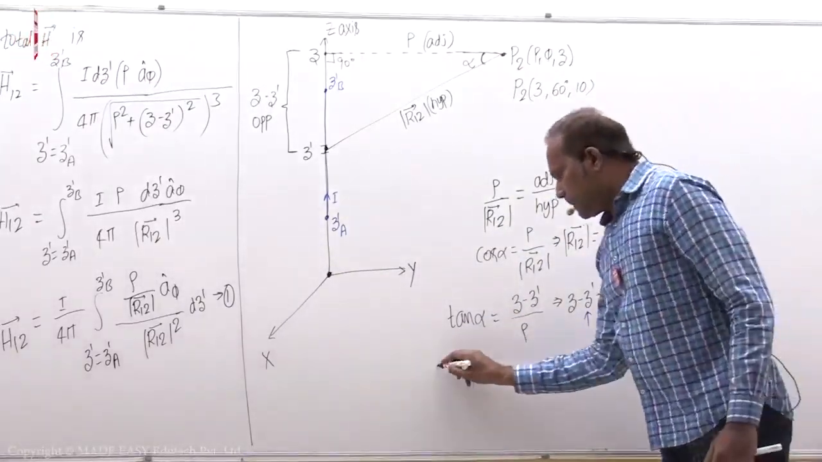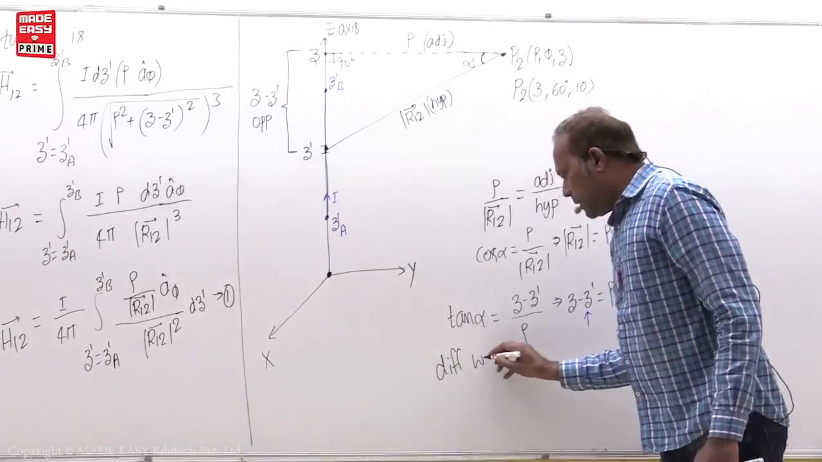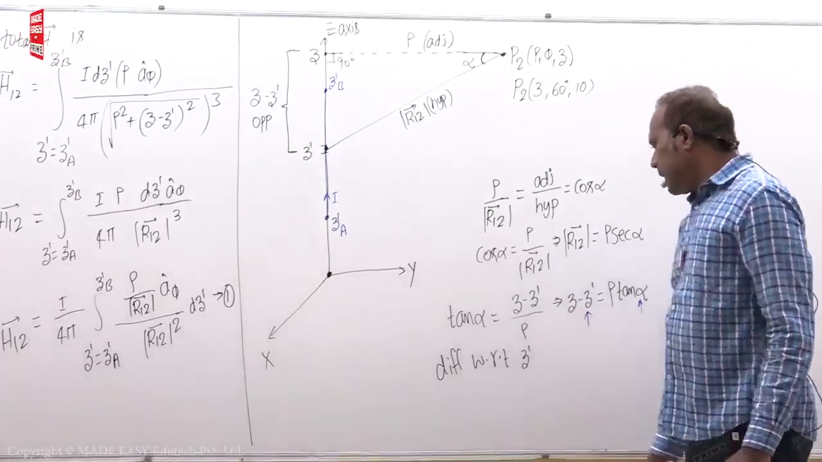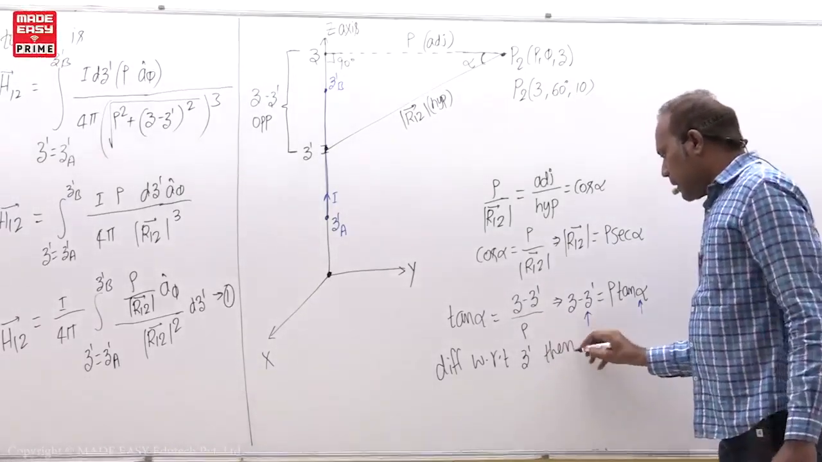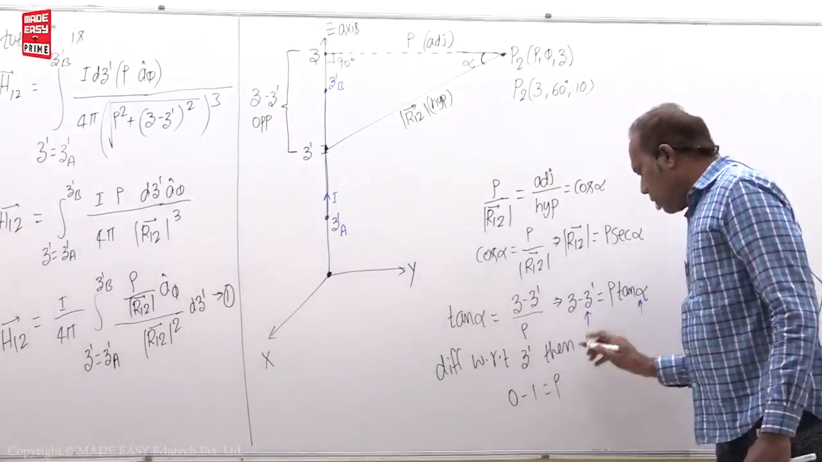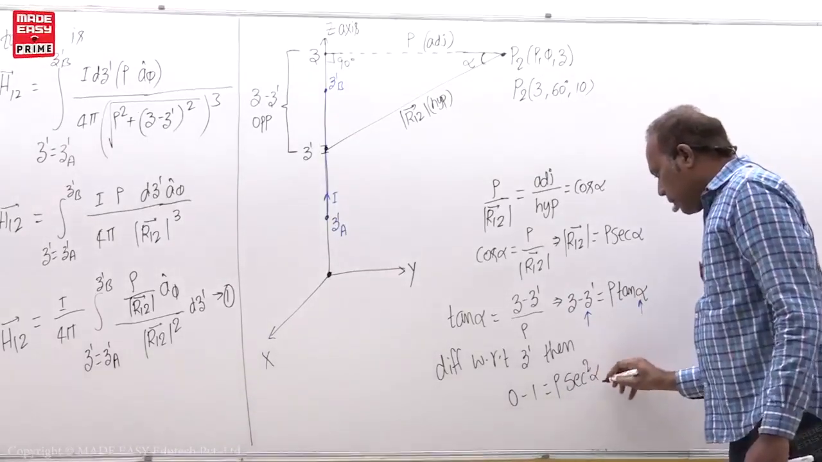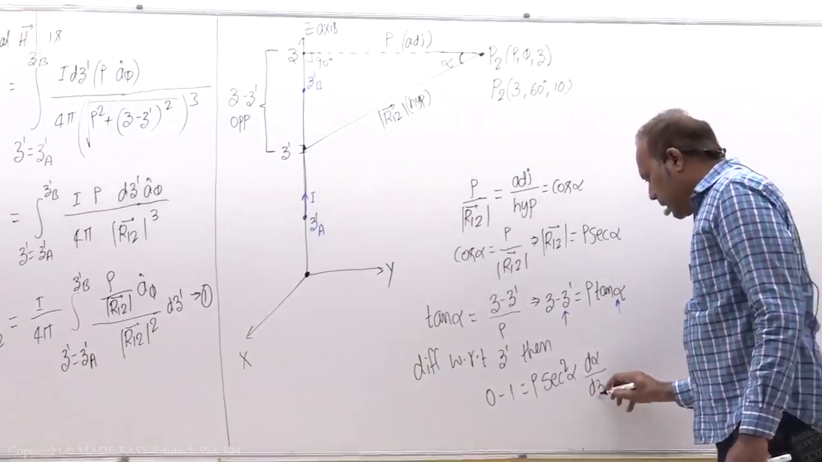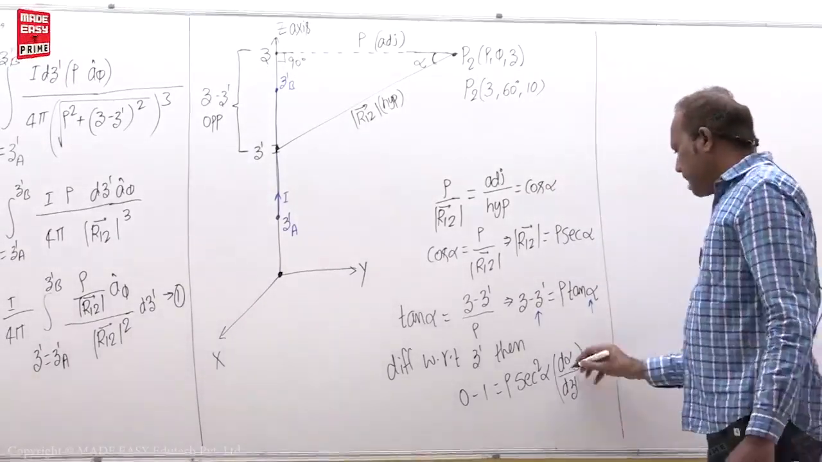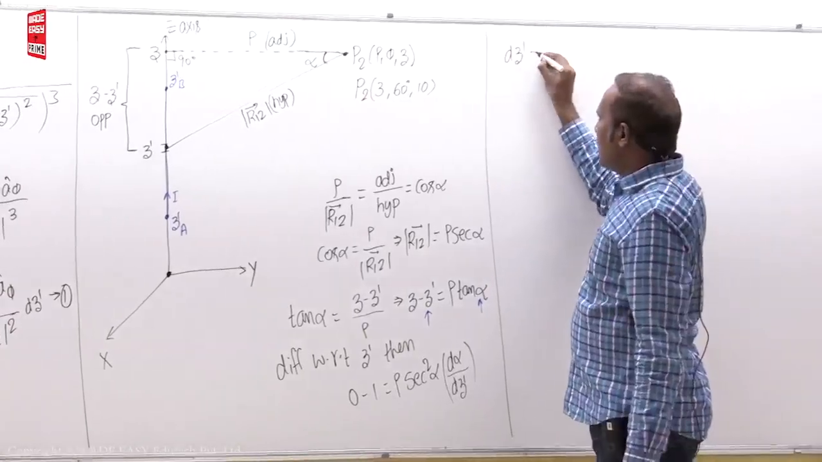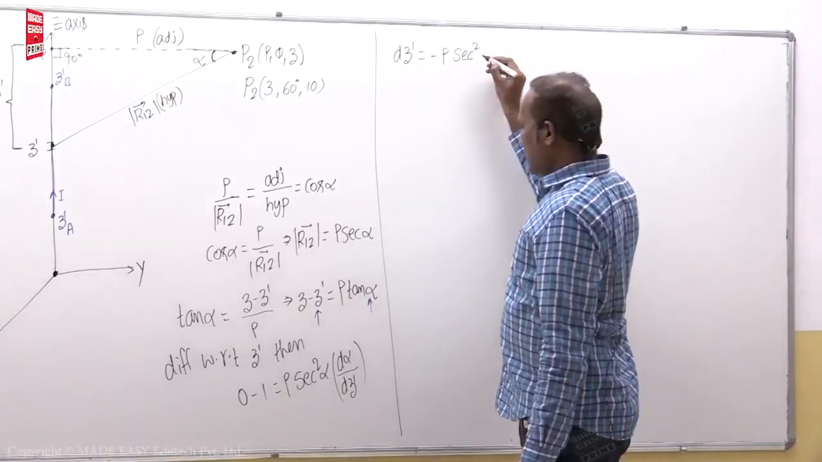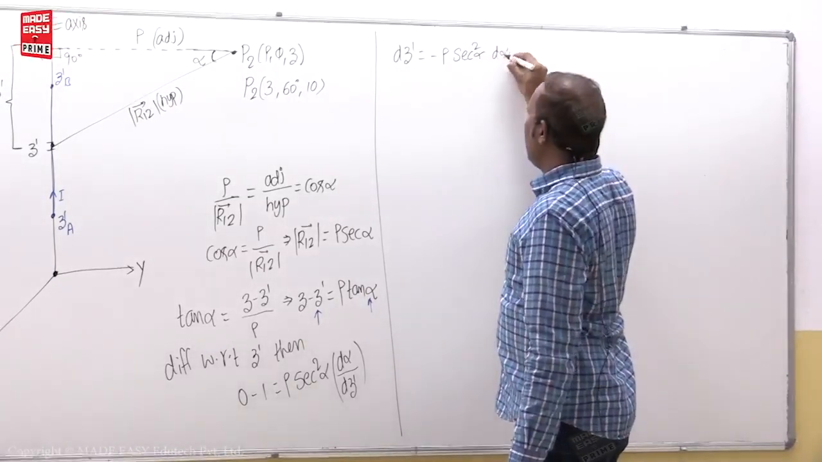You differentiate this with respect to z dash. Then this is constant, so 0, then this is 1, then rho into secant square alpha d alpha divided by dz dash. From this you get dz dash is equal to minus rho sec square alpha d alpha.